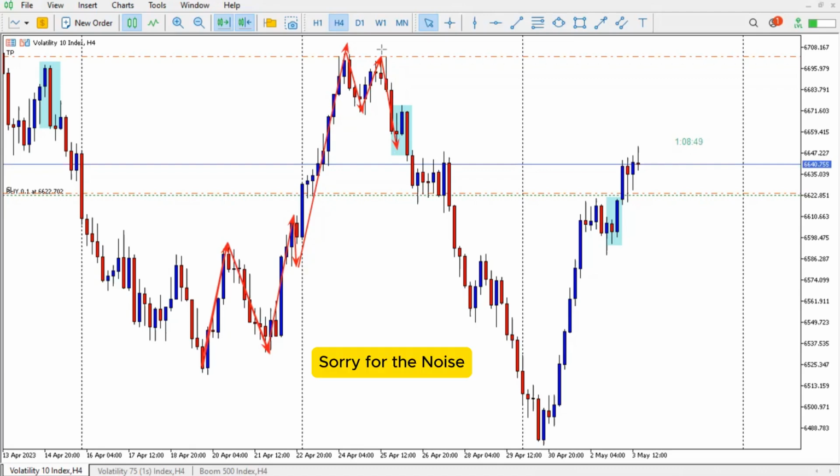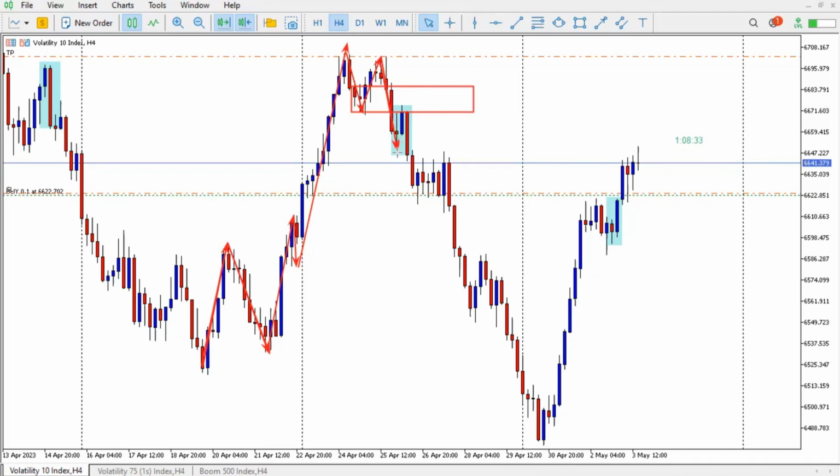Are you getting me? So this market has now created a break of structure. So it broke it downwards from here. So immediately it broke it, what did the market do? It returned back to it. And when it returned back to it, it sold.